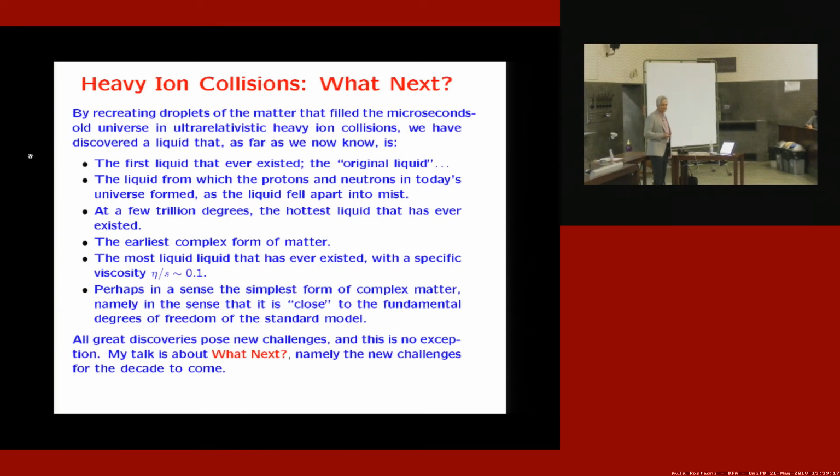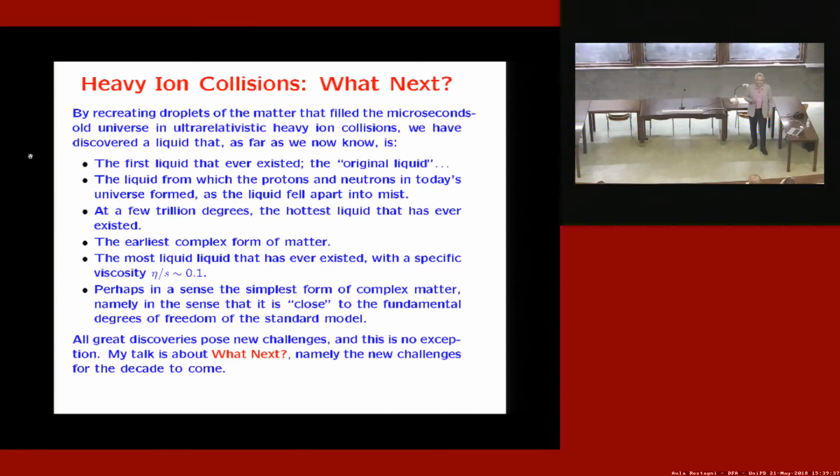The liquidness of a liquid, to me, is quantified by a certain dimensionless ratio of the shear viscosity to the entropy density, often called the specific viscosity, which for this liquid is 0.1, and I'll put that in context in a bit. And then the other reason why this liquid is interesting is that there's a sense in which it is the simplest form of complex matter, by which I mean the complex matter that is in some theoretical sense, which I don't intend to mean precisely, closest to the fundamental degrees of freedom of the standard model.